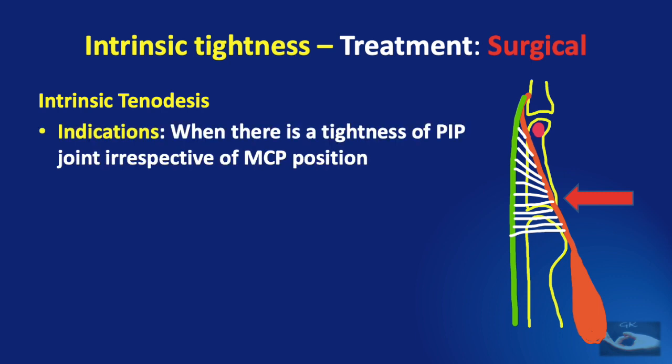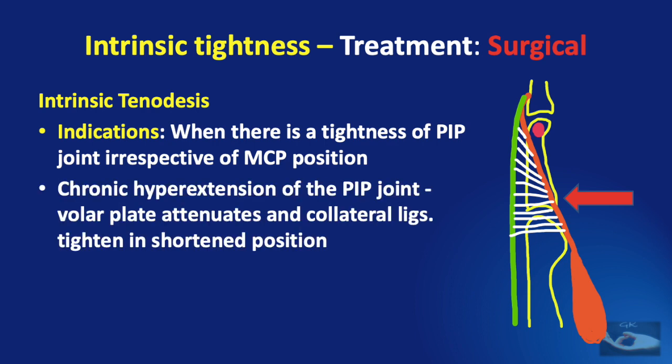When there is a tightness of the proximal interphalangeal joint, irrespective of the position of the metacarpophalangeal joint, this procedure is indicated. In this situation, there is a chronic hyperextension of the proximal interphalangeal joint, the volar plate is attenuated, and the collateral ligaments are tightened in shortened position.